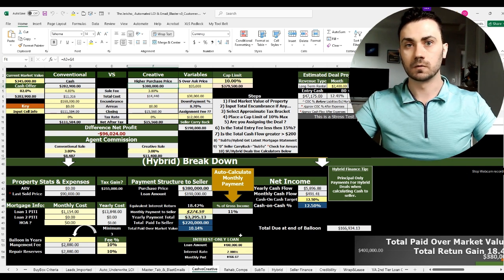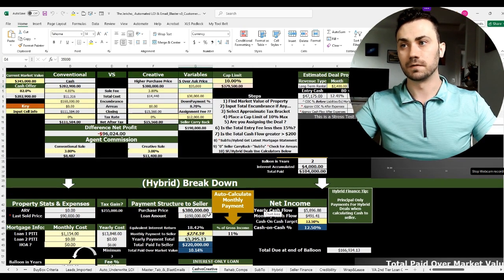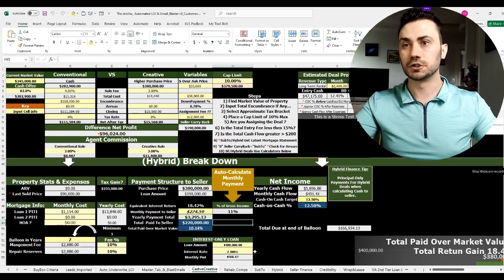So it's just better to do principal-only payments and be able to pay down that principal amount at a quicker pace, which would be super helpful in a transaction such as this, which is a hybrid transaction. So that's really the main reason why we don't include interest in the hybrid transaction. Also knowing that we have intentionally given the seller $35,000 over the market value, which technically is going to be an interest return of 18.4% based off of the principal loan amount of $190,000. So that basically is their interest. So this takes care of the hybrid transaction.